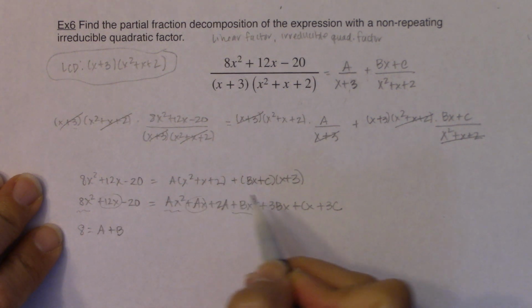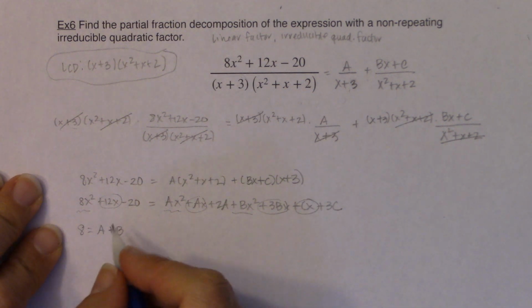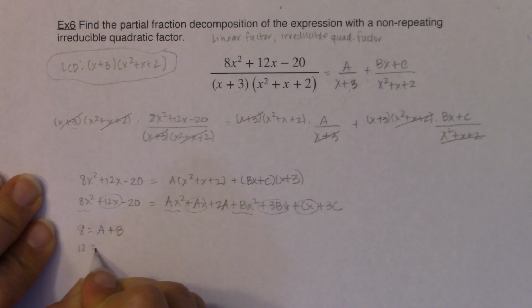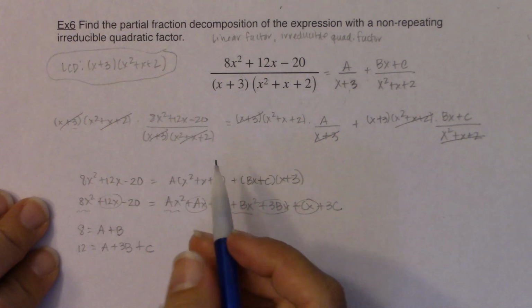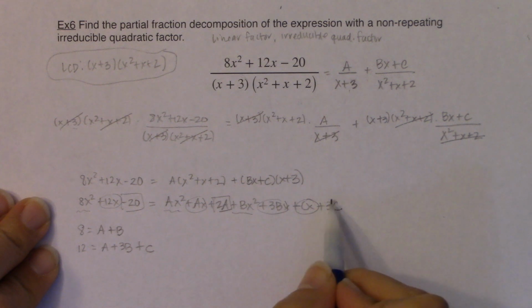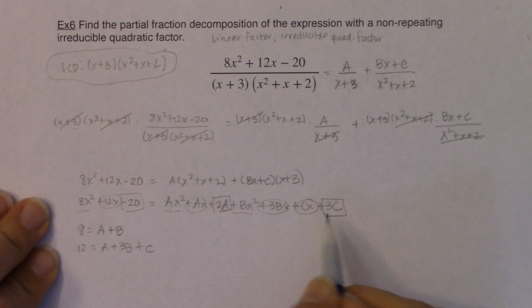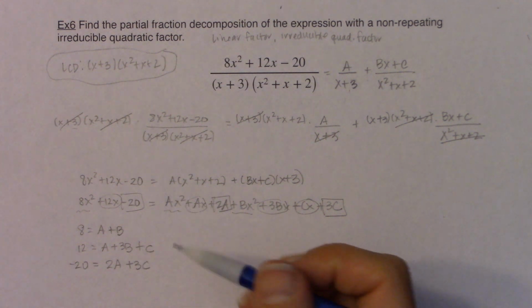12x, we got ax, what else? We have 3b and a c. So I actually got all three letters in there. So 12 is going to be equal to a plus 3b plus c. Okay? Let's do constants, negative 20, I think I got a 2a and a 3c. All right, and then I've covered all of my terms. So negative 20 is equal to 2a plus 3c. Okay, so I can do this.